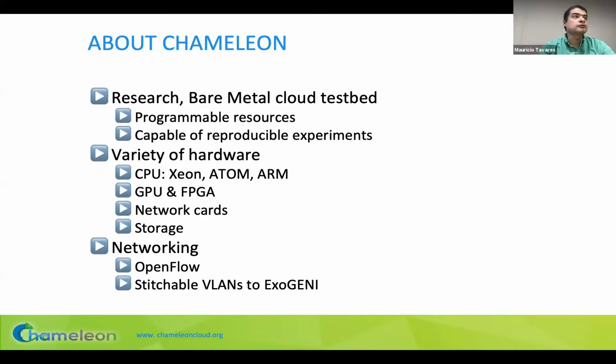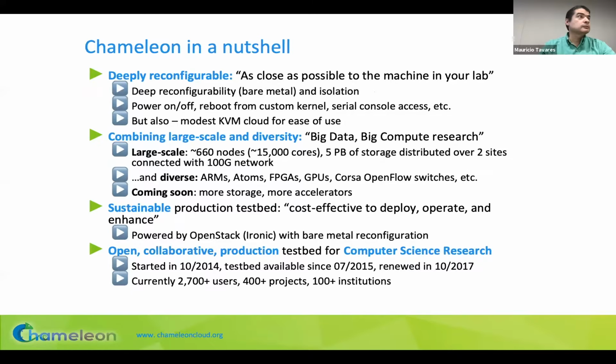That means you're going to have a physical machine that you have control of, and you can use it to build a test bed for networking and research of GPUs, CPUs, network, and storage. As you can see, we actually provide switchable VLANs to ExoGENI and an OpenFlow network. So that's Chameleon in a nutshell.